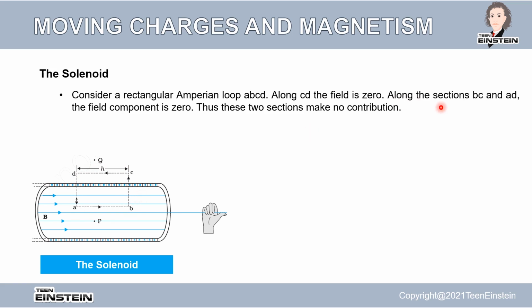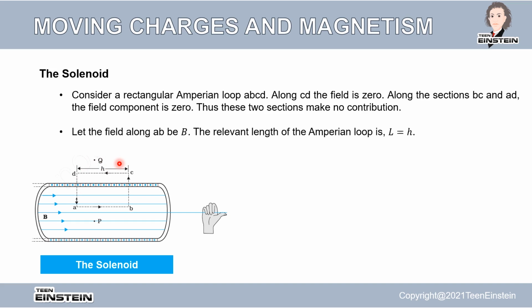So now, along the sections BC and AD, the field component is 0, because the field only has this component. There is no field here or here. So we can assume that the field component is 0, and even at Q the field component is 0. So let the field along AB be capital B.